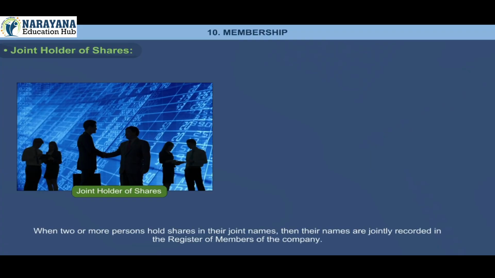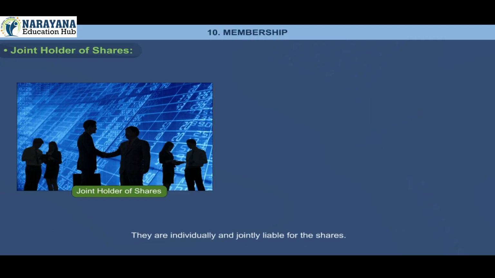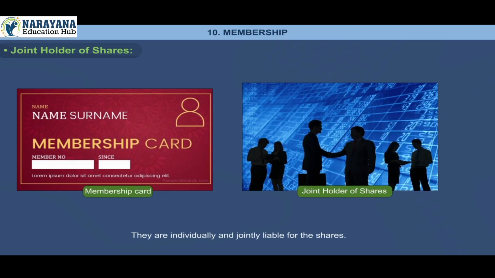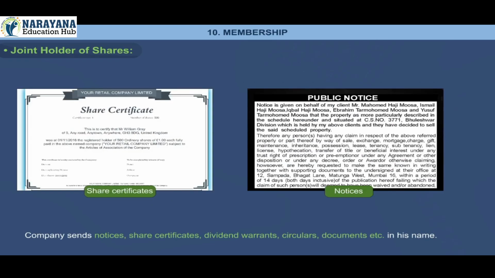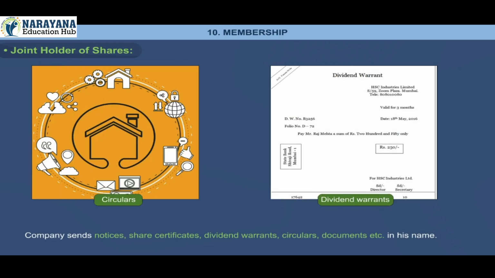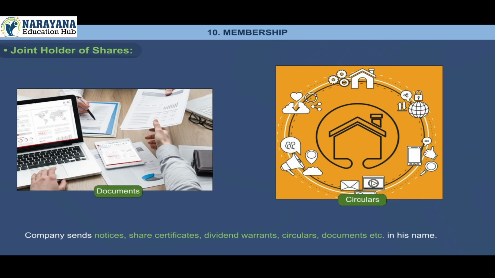Joint holder of shares. When two or more persons hold shares in their joint names, then their names are jointly recorded in the register of members of the company. They are individually or jointly liable for the shares. For administrative simplicity, the company corresponds with the shareholder whose name appears first. The company sends notices, share certificates, dividend warrants, circulars, documents, etc. in his name.